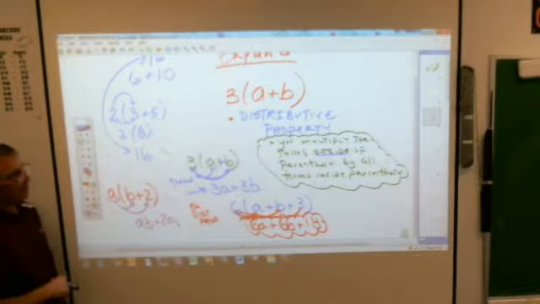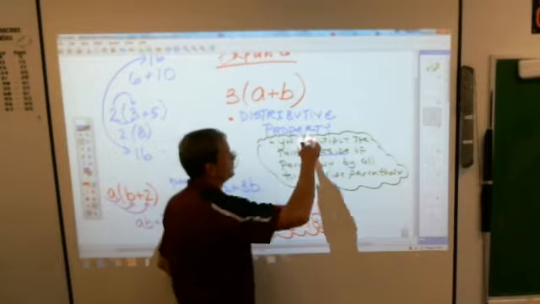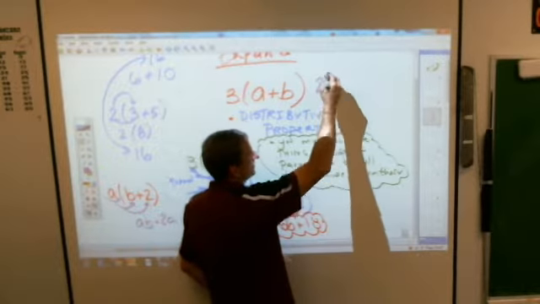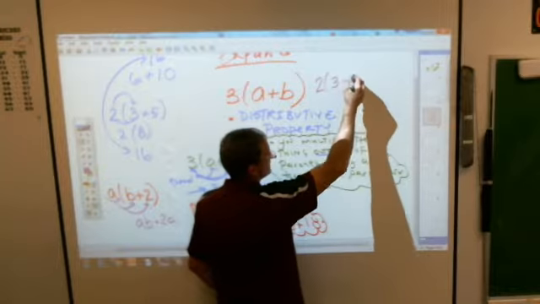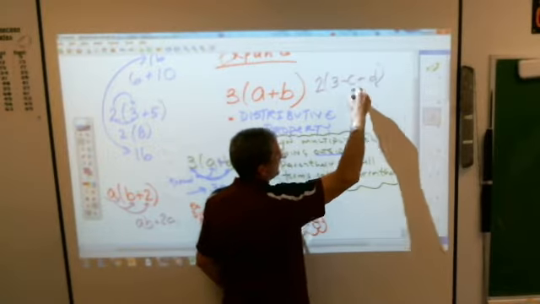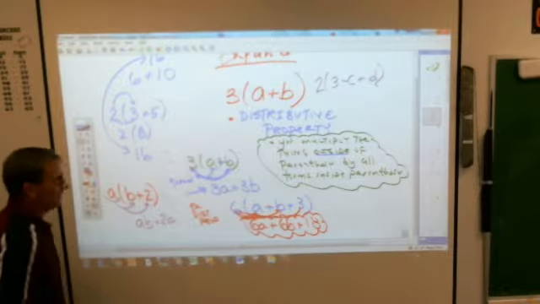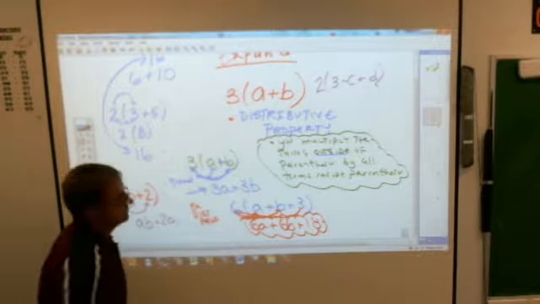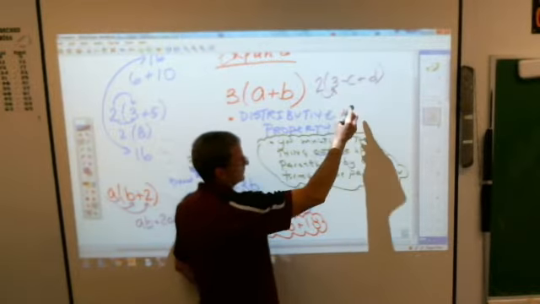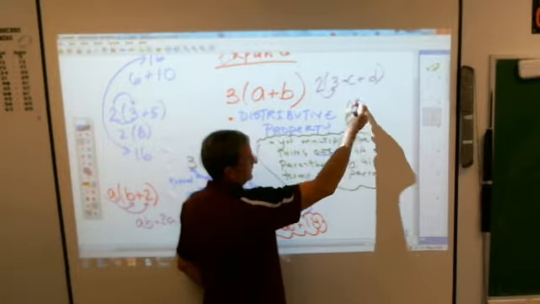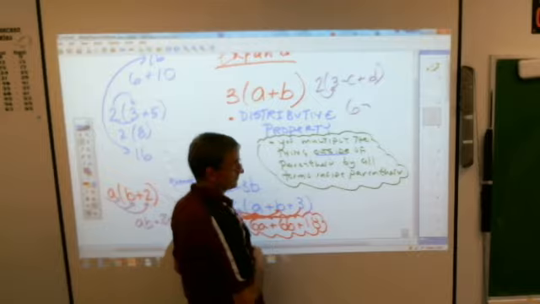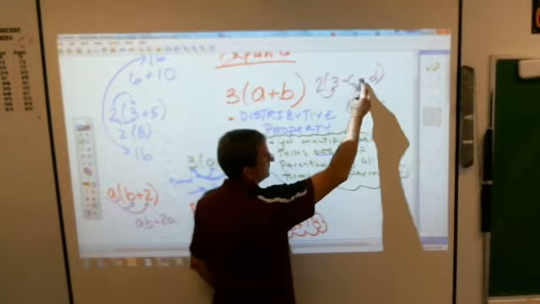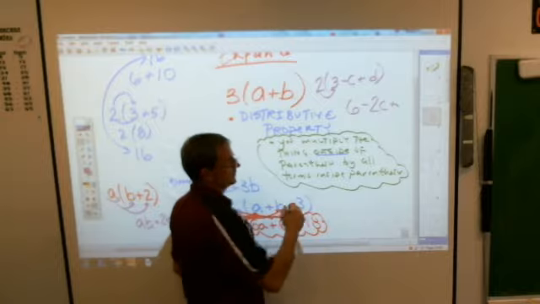Okay. How about this one? Let's do a minus sign. What if I have 2 times 3 minus C plus D? What would you get if I told you to expand that using the distributive property? What would you get if you were to expand that? Ronnie? First of all, you do 2 times 3, which is? 6. Then you take the minus sign this time. What's 2 times C? 2C. Yep, and then you take the plus sign, and what's 2 times D? 2D.